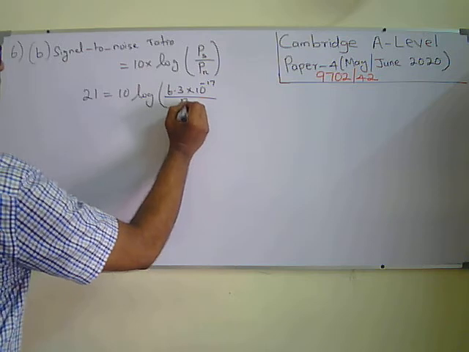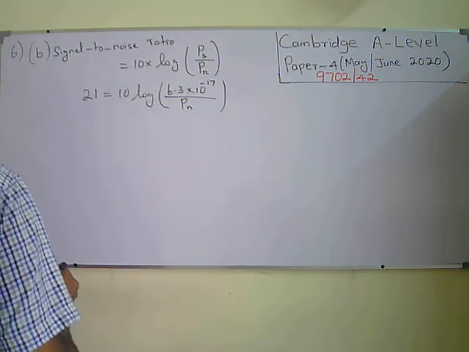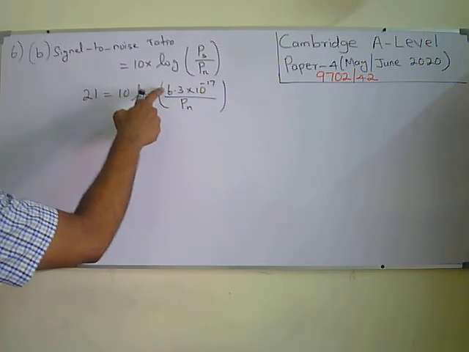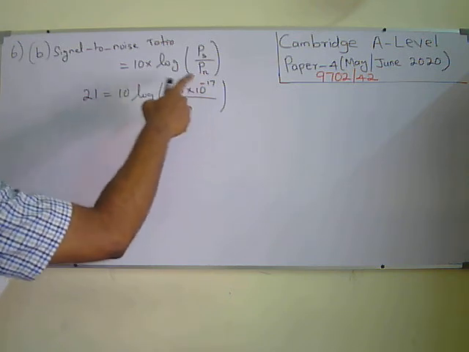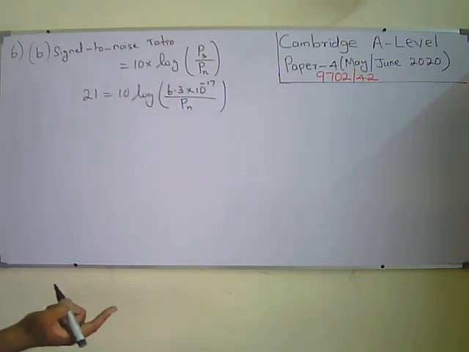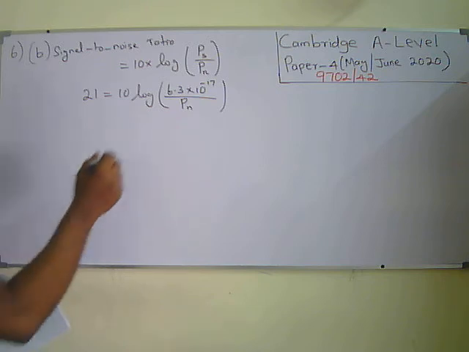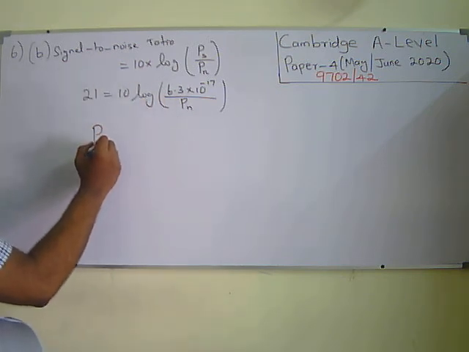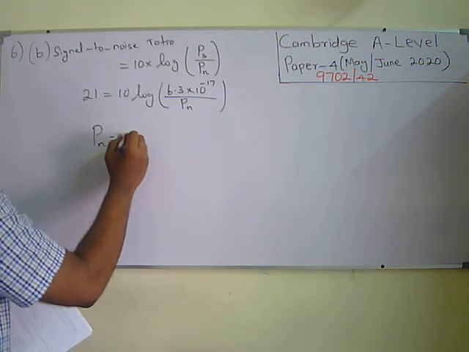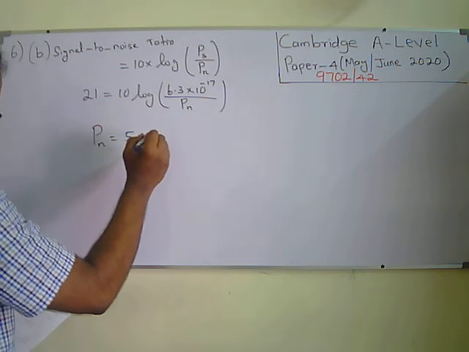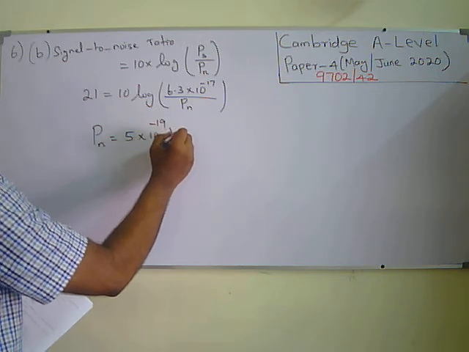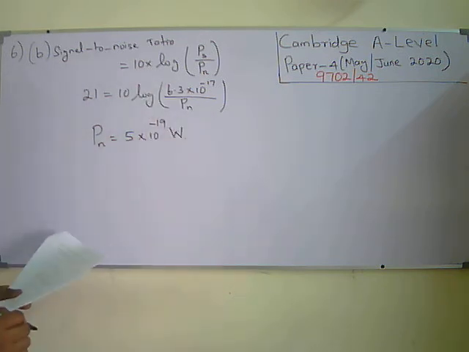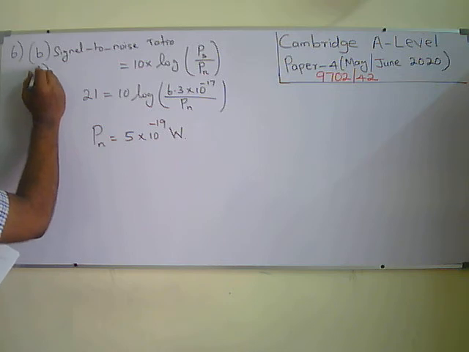I need to find the power of the noise. That's the question. They're asking for this signal, meaning this minimum output signal power, what can be the power of the noise? So solve it: divide both sides, take inverse log, and if you solve it, you will get the answer 5 × 10^-19 watts. That's the B part, first part.